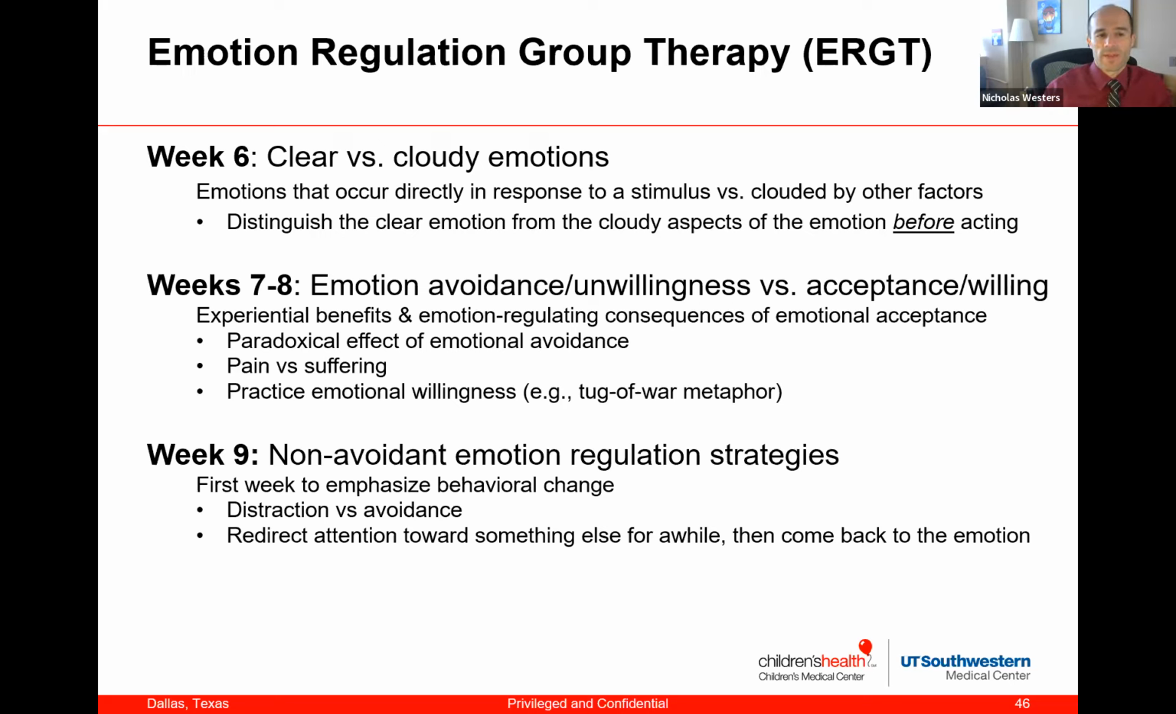weeks 7 through 8 is emotional avoidance and unwillingness versus acceptance and willingness. And I really like this part because it talks about the paradoxical effect of emotional avoidance, in that the more we avoid our emotions, the more intensely we experience them, more intensely than we normally would have if we had just allowed ourselves to sit with that emotion and let it metabolize or pass. So yeah, I know a lot of us spend much of our lives running away from our emotions rather than just sitting and experiencing them.